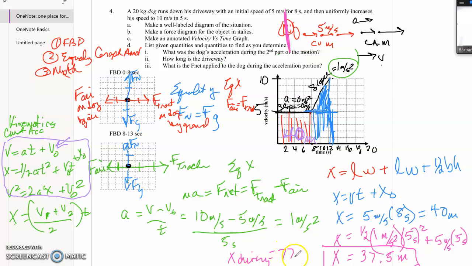Total is 77.5 meters. And lastly, if I want F net, F net is just MA, right? So we have M and we know A. So F net equals 20 kilograms times the A, which was 1 meter per second squared. So just 20 newtons is F net. I think that's everything.